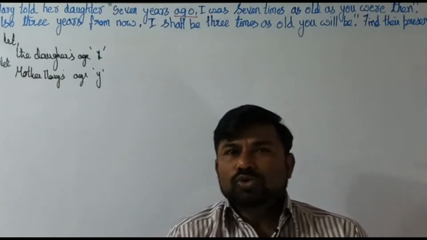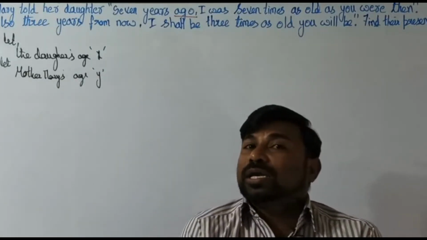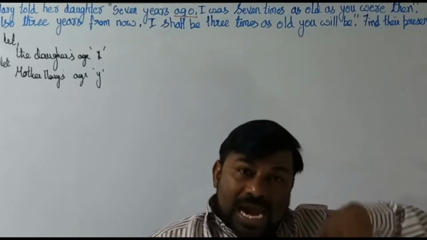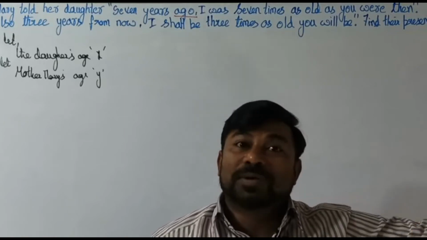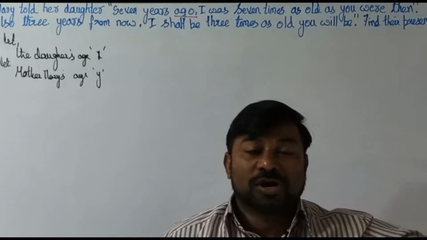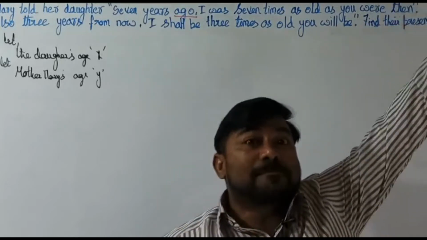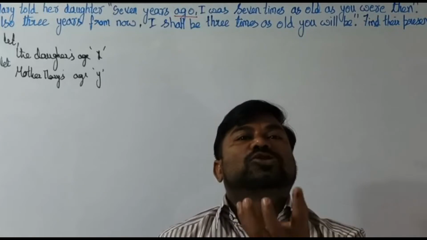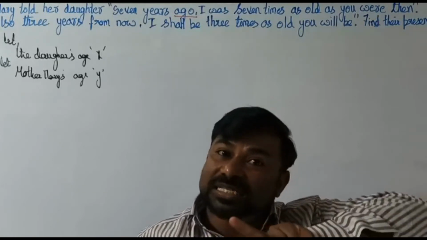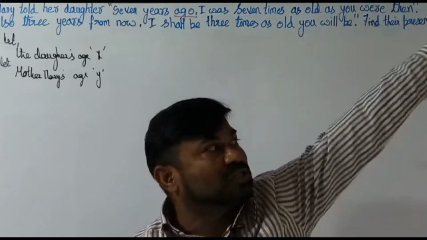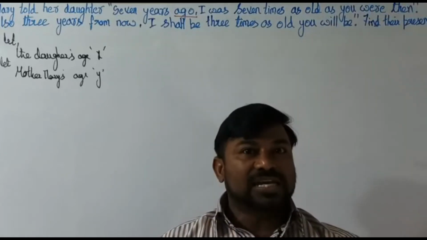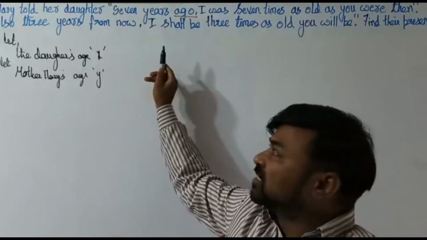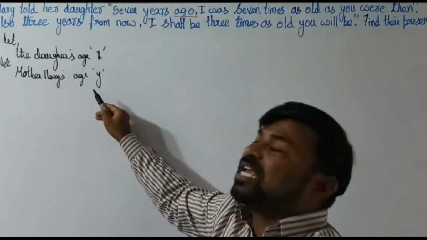Why did we choose the daughter's age as X and the mother's age as Y? Because the mother's age is compared with the daughter's age. You have to remember, the one to which the comparison is done should be taken as X, and the one which is compared should be taken as Y. Mother's age is compared to daughter's age, therefore I am taking the daughter's age as X and the mother's age as Y. You have to remember this part. So let the daughter's age be X and Mother Mary's age be Y.